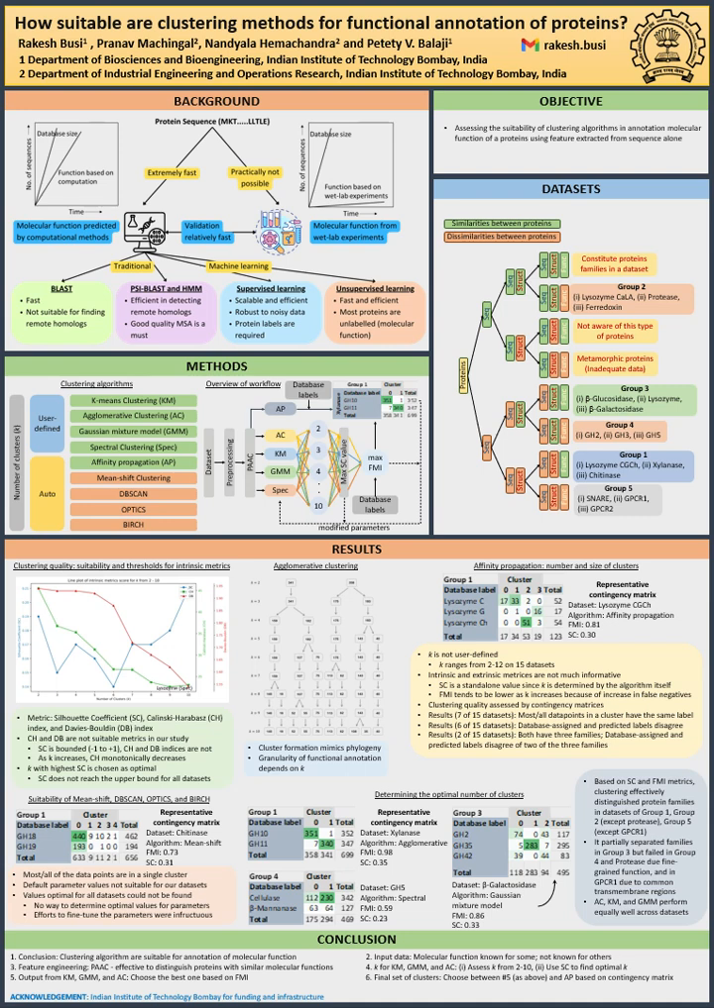If the database-assigned labels were available, the clustering algorithm with the highest FMI was selected as optimal. In case of affinity propagation, only the contingency matrix was used to assess the clustering results. Now I'll discuss the results.